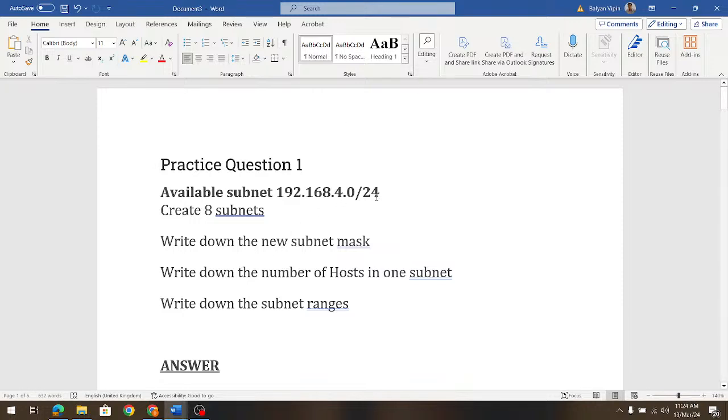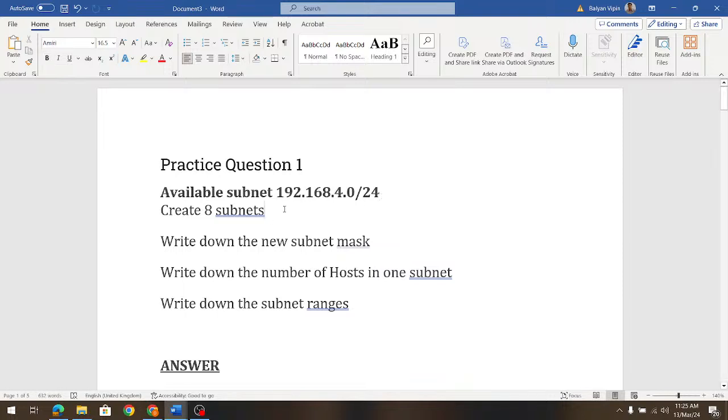So suppose this IP address is given to us, which says 192.168.4.0/24, which means that the network bits we used here are 24. Okay, so this is a class C.